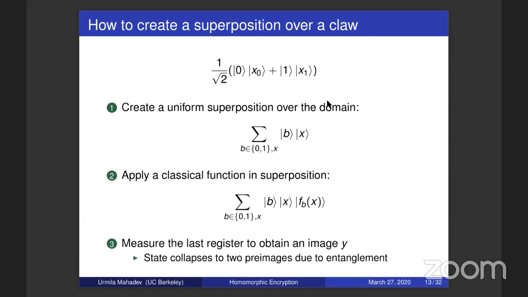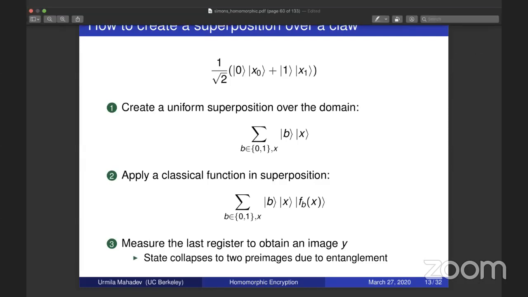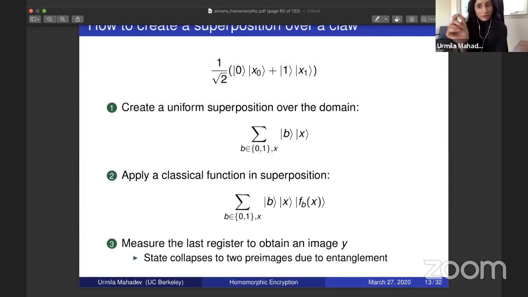Question? Yeah. So this might be a silly question, but step 1, is it efficient? Yes, and the way it's done is the Fourier transform. If you just take the Fourier transform and apply it to 0, it maps to 0 plus 1.